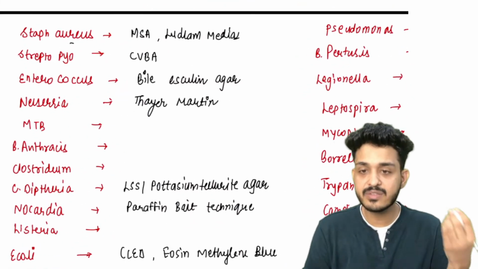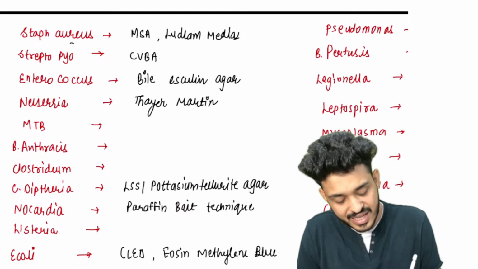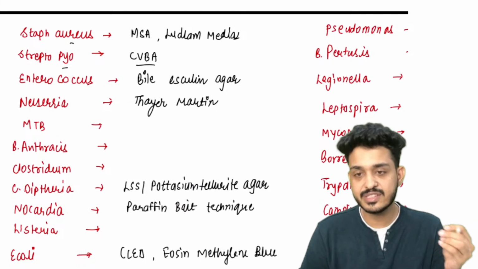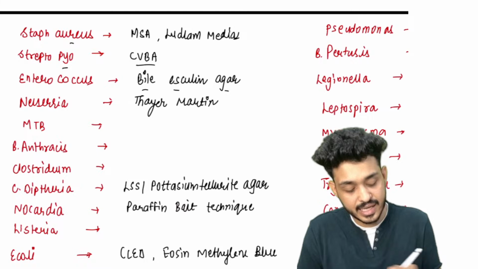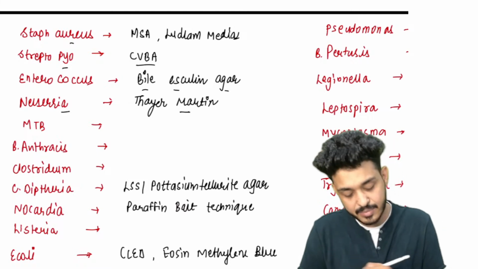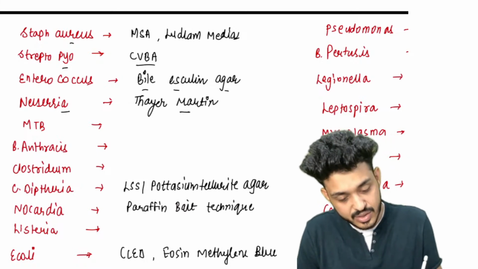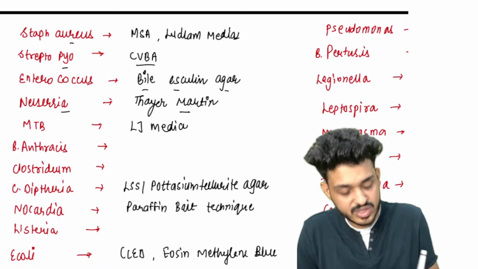Okay, speak with me wherever you are so you can remember. Second one, for pyogenes we are having crystal violet blood agar, that is CVBA. CVBA is for pyogenes. Okay, enterococcus, that is your bile esculin agar. Neisseria, that is Thayer Martin media. Okay, Neisseria, Thayer Martin media. Try to answer this one. For MTB, what is the media that we are using? Right now we have just discussed, that is your LJ media, Lowenstein Jensen media.